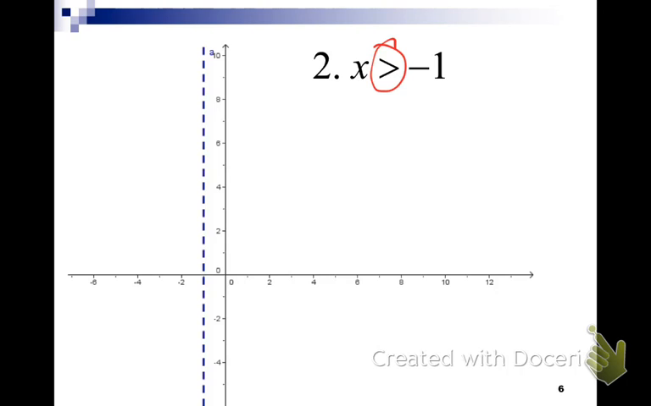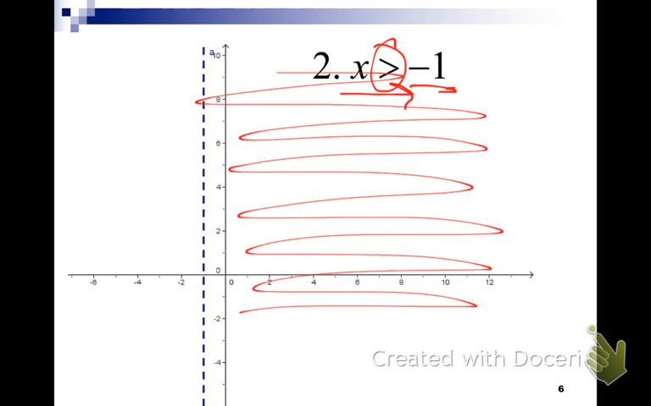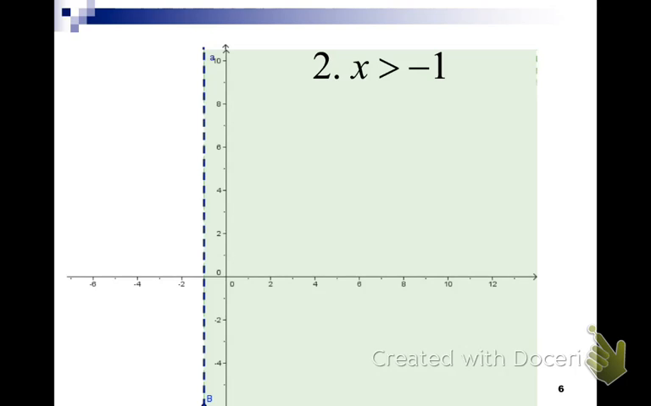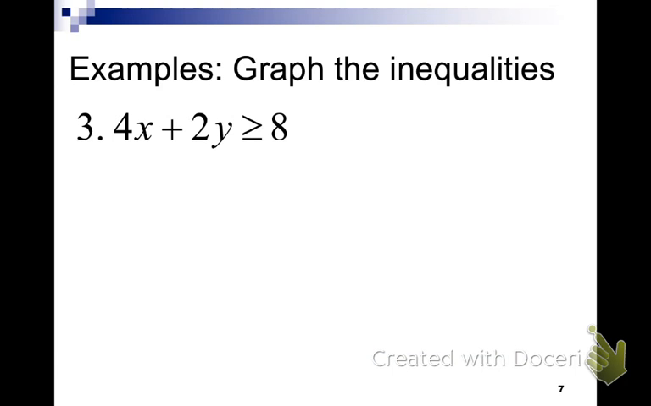Now, again, vertical lines are pretty easy because it's going to tell you which way to shade. This is just like one big arrow. I'm going to shade everything to the right of my line, because it is vertical. So I just shaded everything to the right.